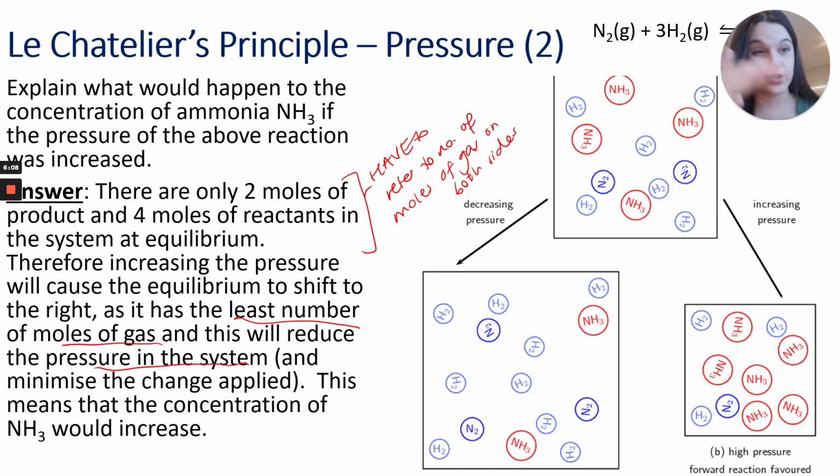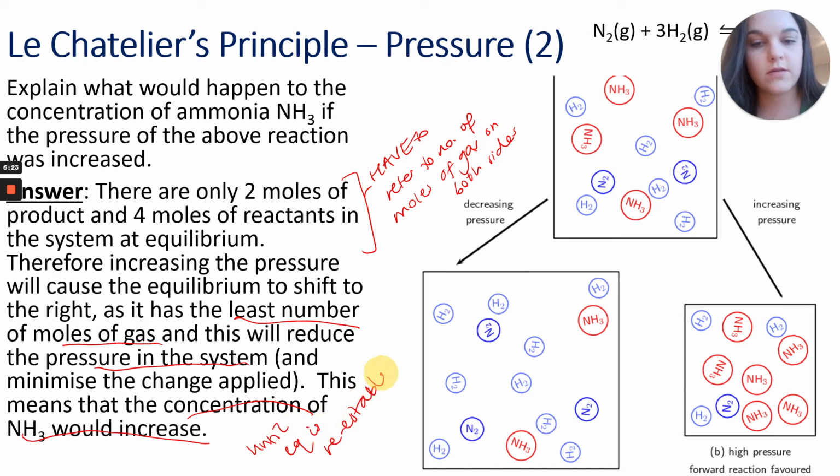Therefore, remember we need to link this back to the actual example: the concentration of NH3 would increase until equilibrium is re-established and the system has returned to its equilibrium state, where the rate of the forwards and the rate of the back has returned to being equal.